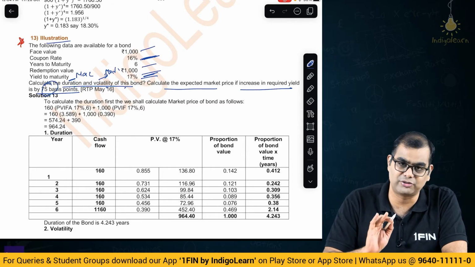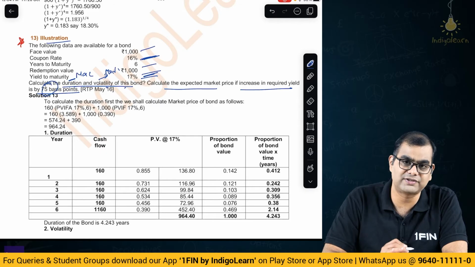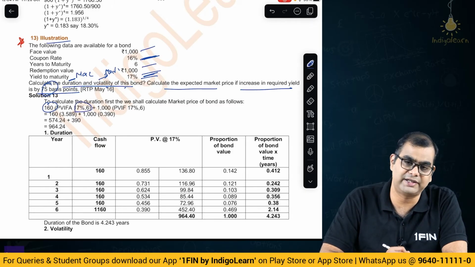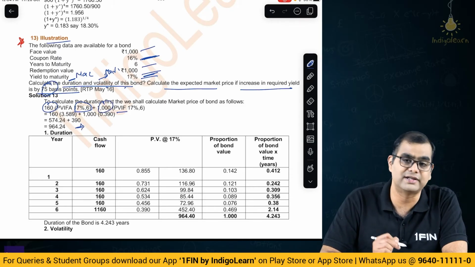So, obviously, the price is not going to be the same 1000. We have to first find out the price. So, 1,000 rupees is the face value, 16% is the coupon. So, 160 rupees is the yearly coupon payment. 6 years. So, you compute the present value annuity factor for 17% for 6 years and the present value interest factor for 17% 6 years on 1000. Multiply them. You get a price of the bond as 964.